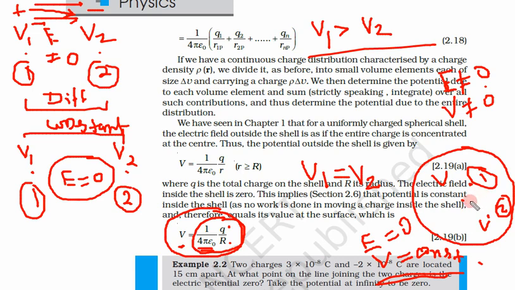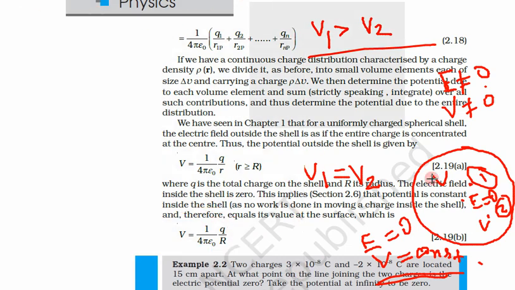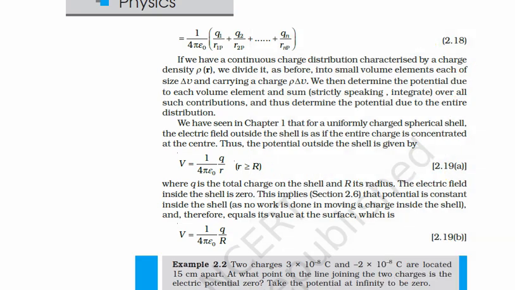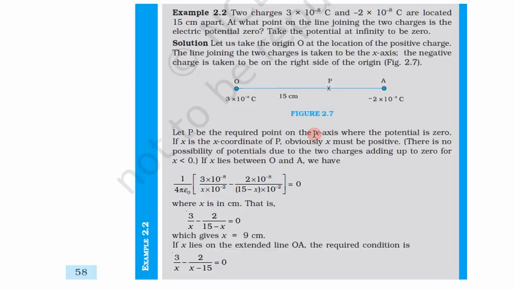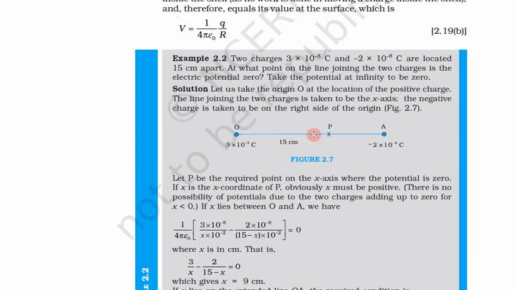So hence there will be no electric field, hence electric field is equal to 0. So this was the case, that why electric field is 0 even if there is a potential, because potential is constant.